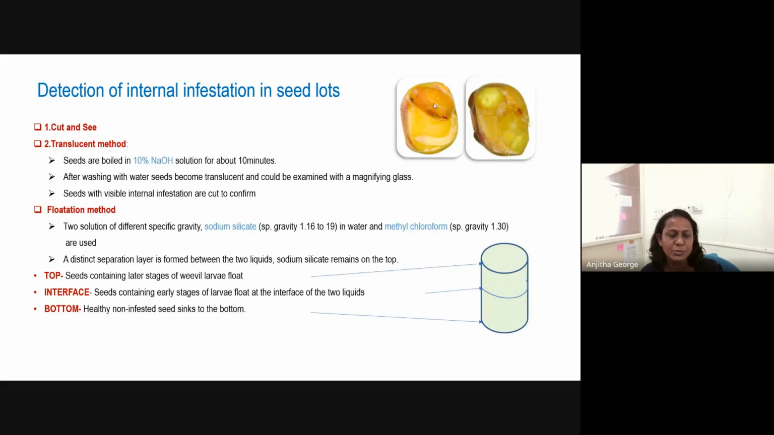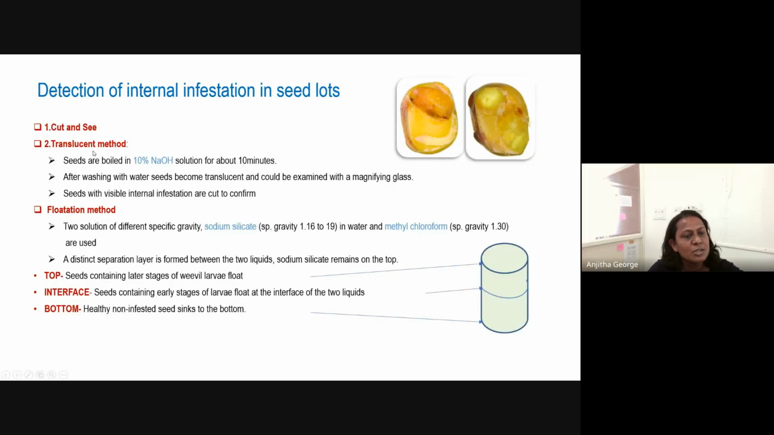Since we are in the subject, we know that the eggs of the pulse beetle are laid on the seed coat, and we can easily identify them. For a layman, it will be very difficult. So the simple method is to cut and see. You can take a few seeds, cut them in the middle, and see if there are any stages. When you cut, if it is there, it will be visible like this.